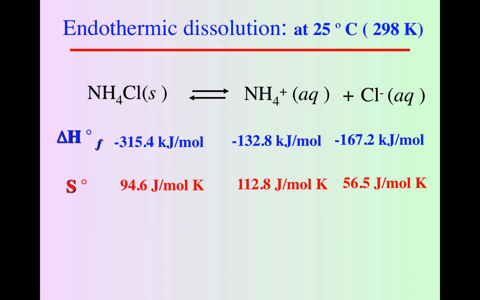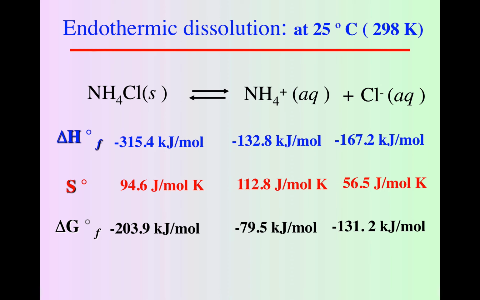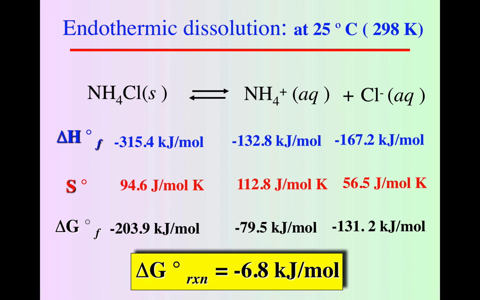Of course, if we had the data, we could just look up the delta G's of formation for the products and reactants and plug into products minus reactants. So there are values for ammonium chloride solid at 25 degrees Celsius, ammonium ion aqueous, and chloride ion aqueous. We plug them into products minus reactants, and we get the same answer. So you have to be able to do both: use products minus reactants to figure out delta G, and plug into the equation to figure out delta G.